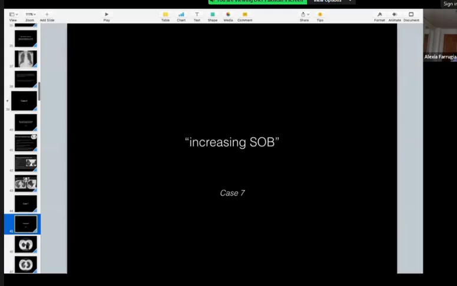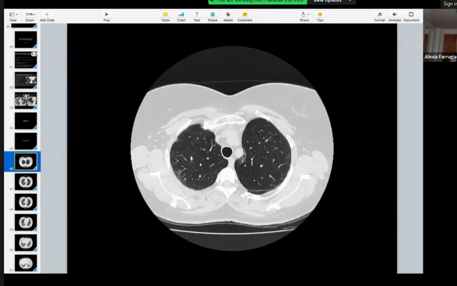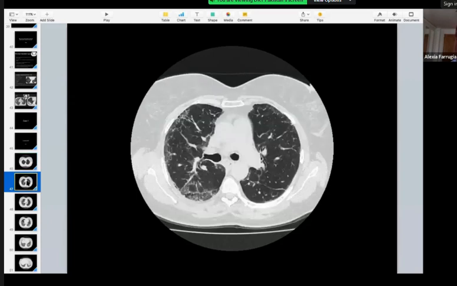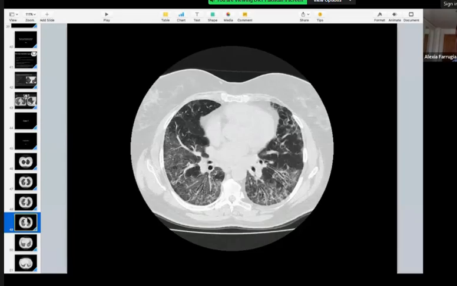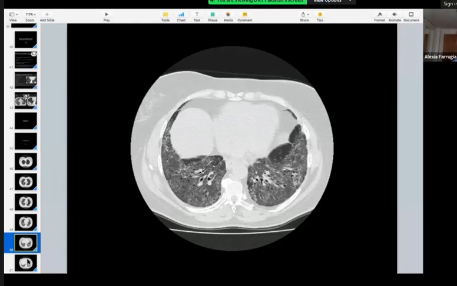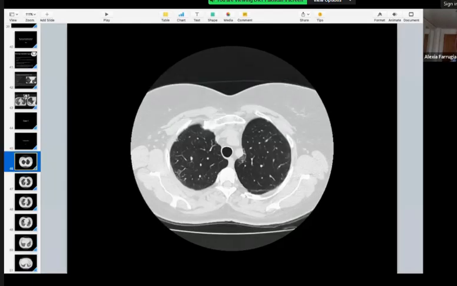So this is the history. I will show you this on my presentation. So it's a patient with increasing shortness of breath. And we'll go through 6 axial images in lung window from his CT scan. Okay. So I will take you through these images so you can see what you think, focusing on the lung parenchyma. Okay, I'll show you those images again.